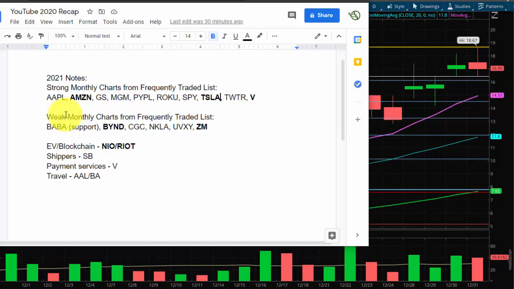For relatively weak, bearish monthly charts, BYND and Zoom are the weakest ones that I could spot. I'd be careful with Alibaba because it is hitting support. That's the only one I was a little bit skeptical about on this list. And then short term, for what's hot to start off the year, EV and blockchain. I know SPACs are hot, I know IPOs are hot, but this is what I'll be going to trade. These will be my go-to tickers.